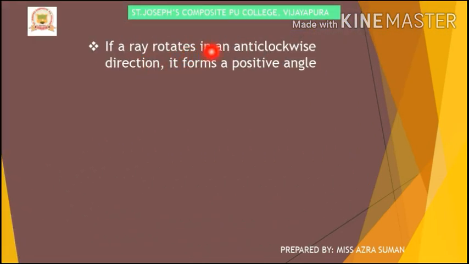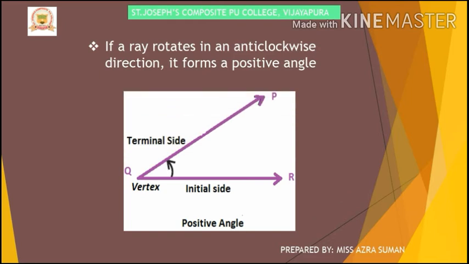If a ray rotates in an anti-clockwise direction, it forms a positive angle. See, this is the angle where this side QR is called the initial side, this side QP is called the terminal side, and the point Q is called the vertex of the ray. Here the direction of rotation is anti-clockwise, so our measurement of angle is always positive.